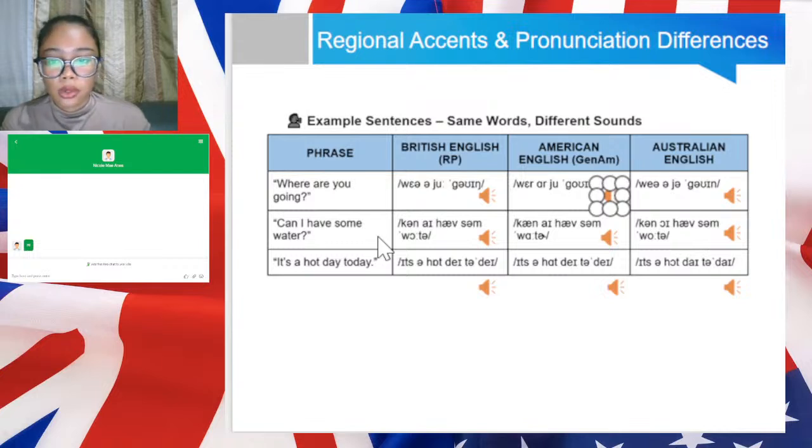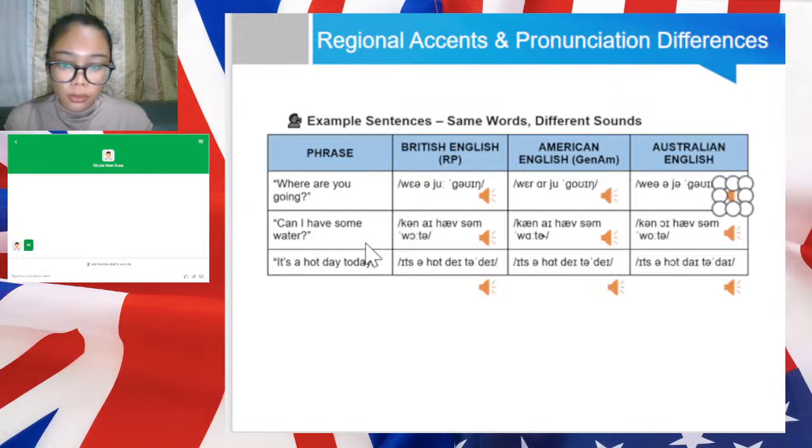So here, the letter R sound in "where" and "are" is clearly pronounced like this. Okay. So the U is just the same as in British English. It is usually pronounced as U.